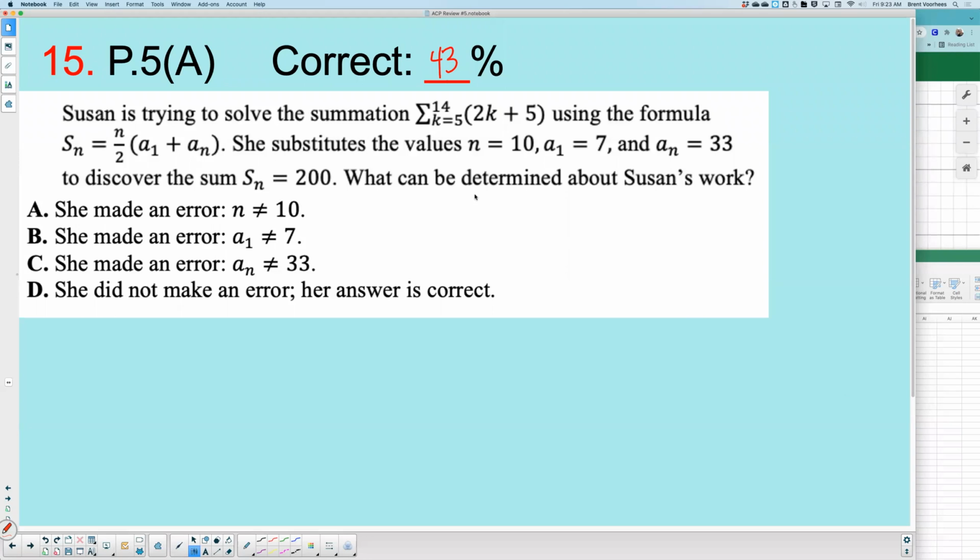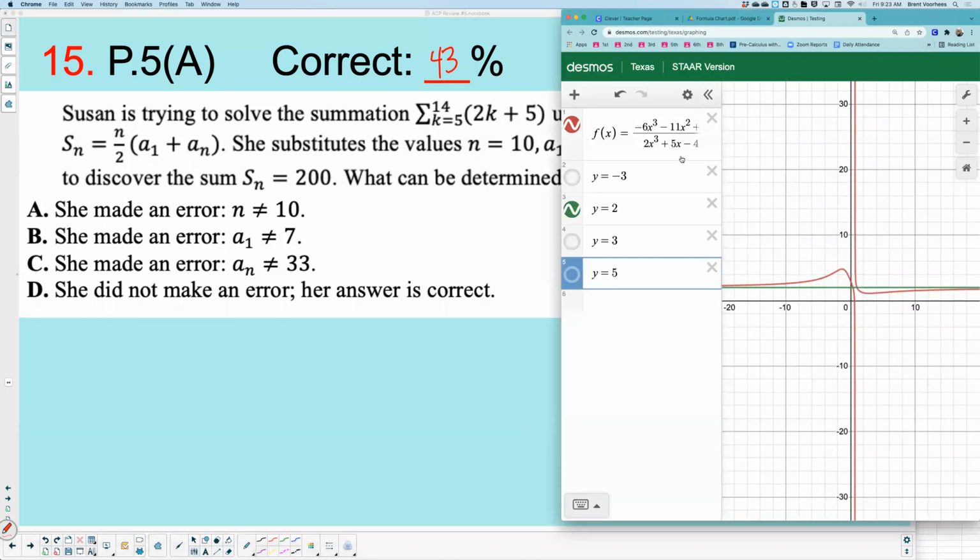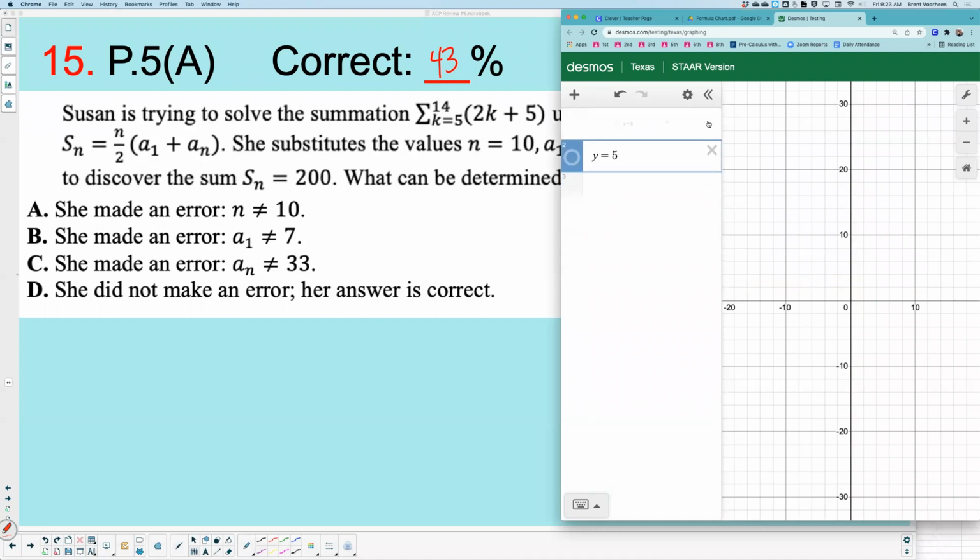Well, let's first figure out if she did it right or wrong. That'd be the easiest way. Let's type this in the calculator and see what that turns out to be. So let me clear off that. How do you get this sigma symbol? SUM, sum. Type k equals 5, I'm going to change it to a k, k equals 5 to the upper bound of 14, 2k plus 5. The answer is 240. So the sum is 240.